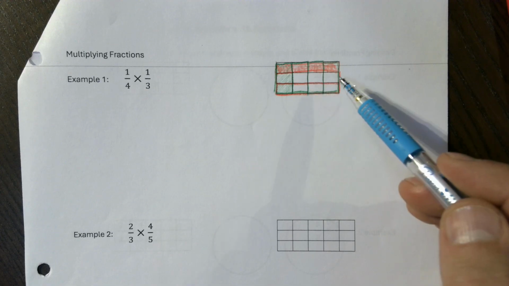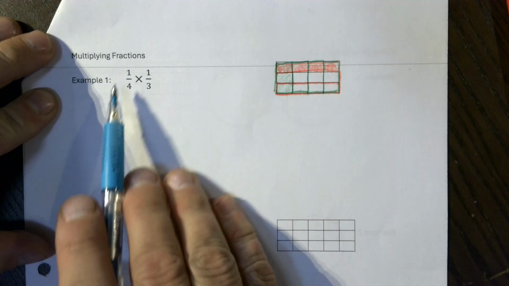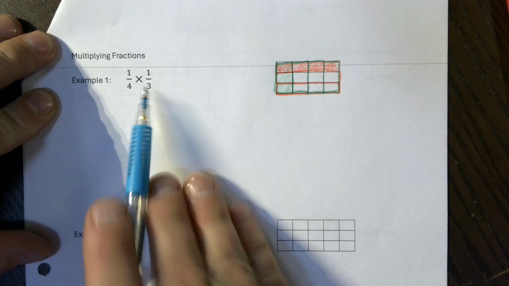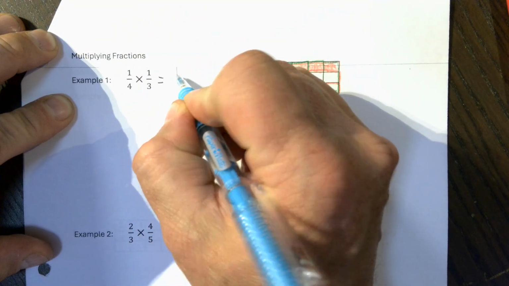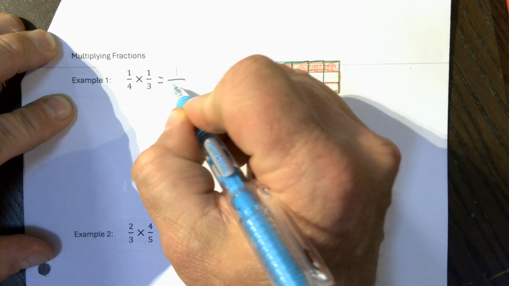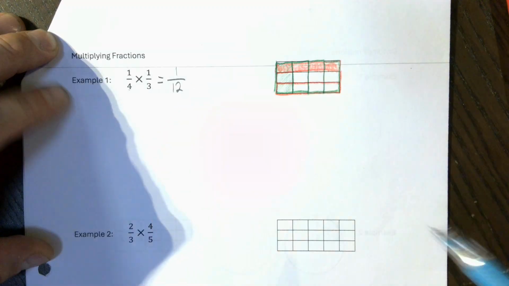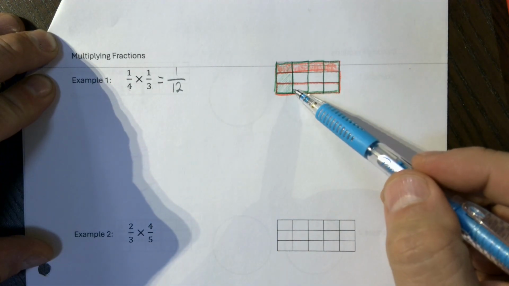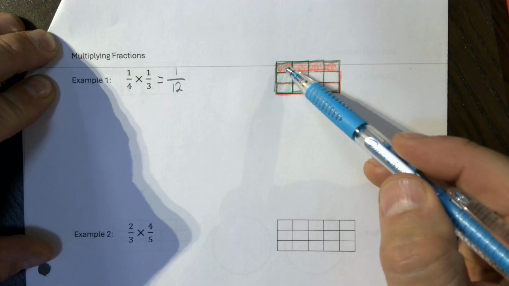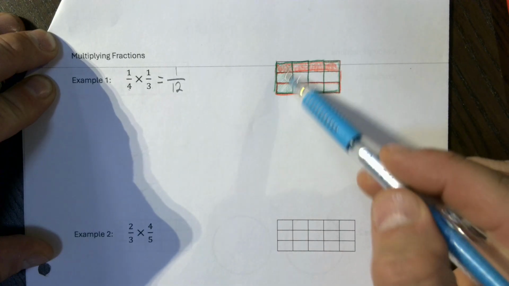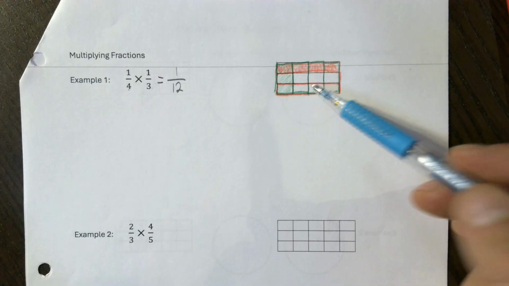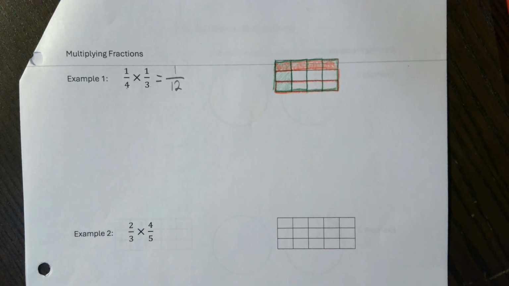And so when we're multiplying fractions, we multiply the tops together and we multiply the bottoms. So 1 times 1 is just 1, and 4 times 3 is 12. And that's what this diagram represents. The 1 is this one double shaded box, and the 12 is the total number of boxes. All right, let's take a look at the next one.